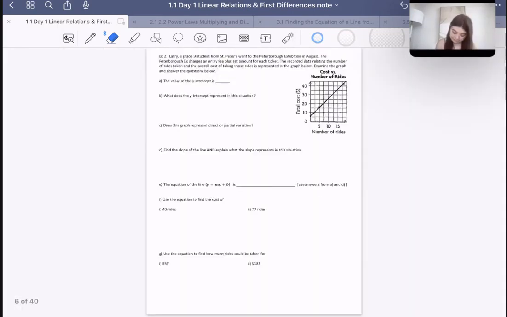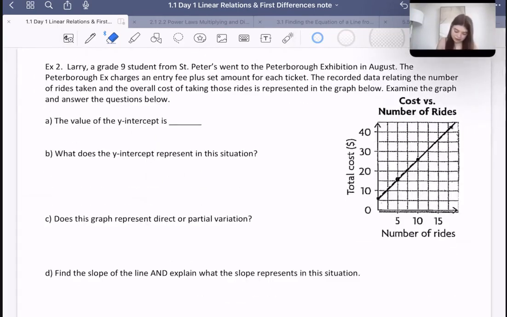Okay. Next, let's move on to example 2. Example 2 says, Larry, a grade 9 student from St. Peter's, went to Peterborough exhibition in August. The Peterborough Ex charges an entry fee plus a set amount per ticket. The recorded data relating to the number of rides taken and the overall cost of taking those rides is represented in the graph below.